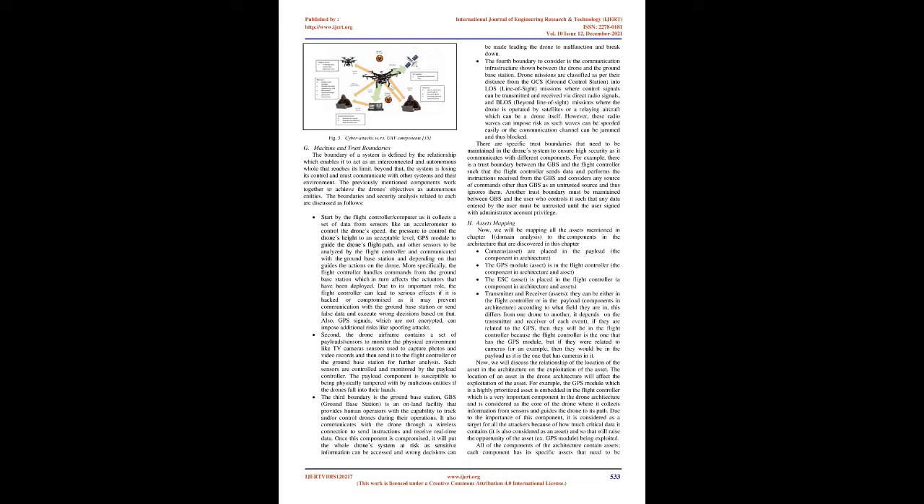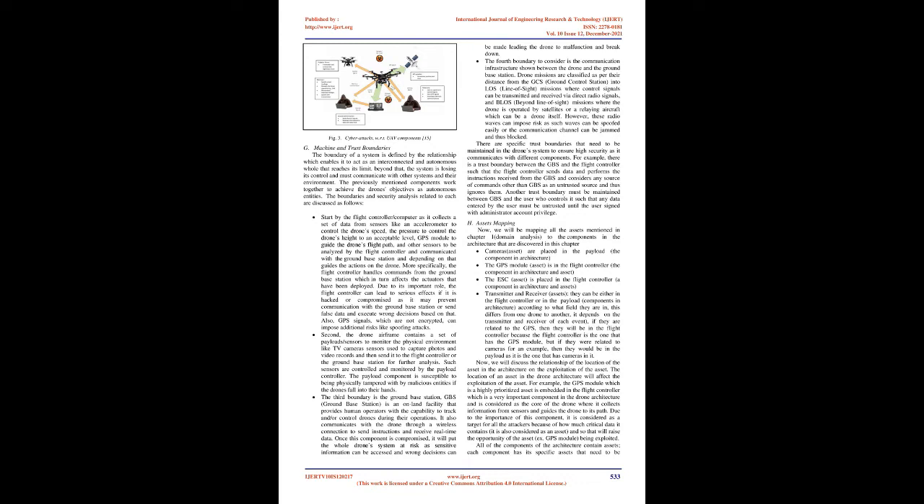The third boundary is the ground base station. GBS, ground base station, is an unmanned facility that provides human operators with the capability to track and/or control drones during their operations. It also communicates with the drone through a wireless connection to send instructions and receive real-time data. Once this component is compromised, it will put the whole drone system at risk, as sensitive information can be accessed and wrong decisions can be made, leading the drone to malfunction and breakdown.